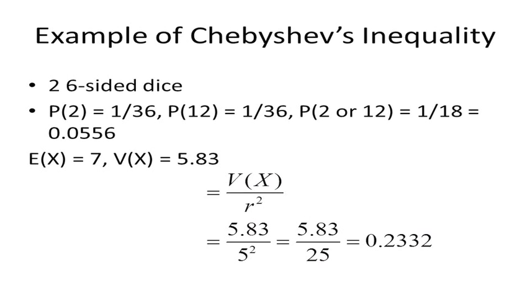We also know that the expected value of the sum is 7, and we are given the variance, 5.83. If we plug these values in for our variance and r, where r equals 12 minus 7, or 7 minus 2, which is 5, we get 5.83 over 5 squared. This is about 0.2332 in decimal. If we compare our results, this is more than 4 times larger than the value we computed by hand. It's clear that there are limitations on Chebyshev's inequality, a trade-off for its simplicity.